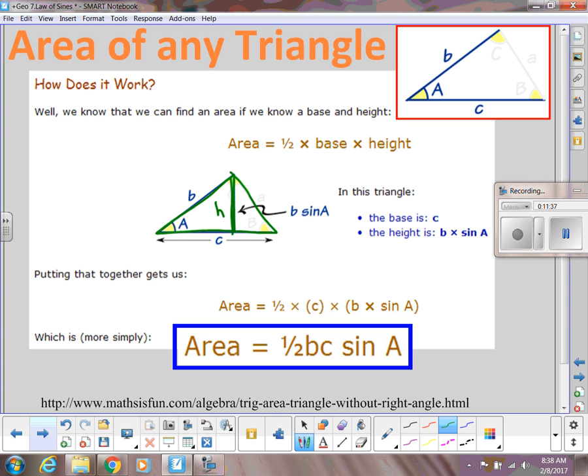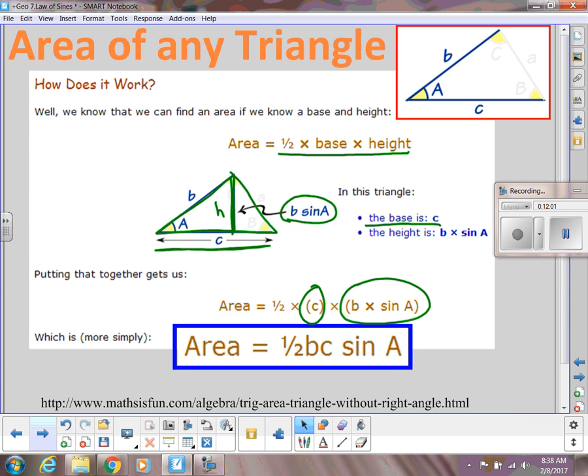So we know area is 1/2 base times height, and the base is c, right? This is the c, the base, and the height, remember we could say was b times the sine of a. So if we put all that together, then I'm going to have 1/2, the base is c, the height is b sine of a, and I get area is 1/2 bc times the sine of a. And that'll work on any triangle. It doesn't have to be right or any kind of special triangle.